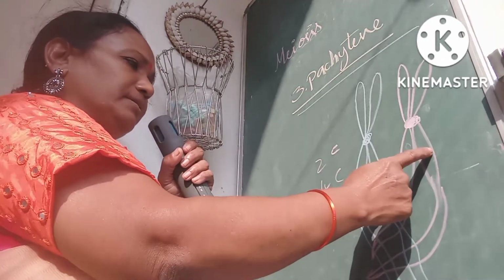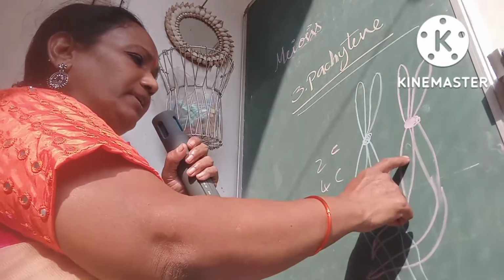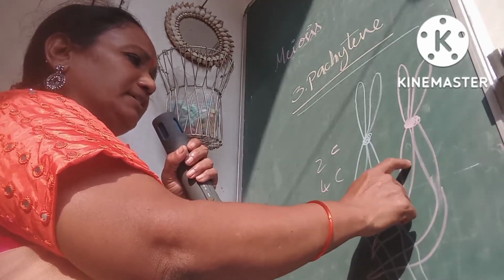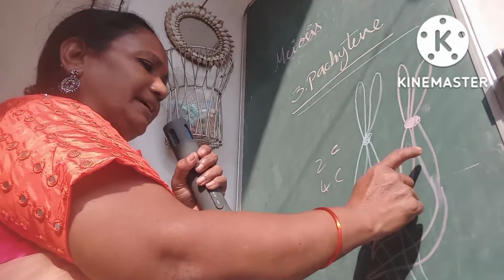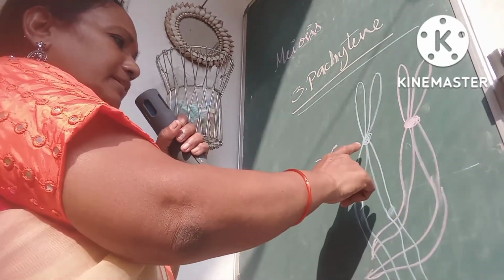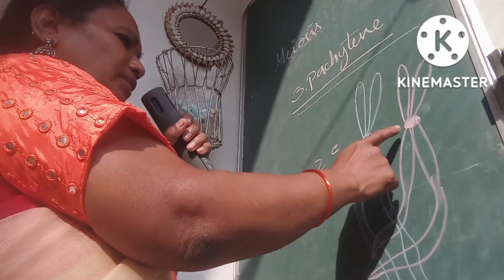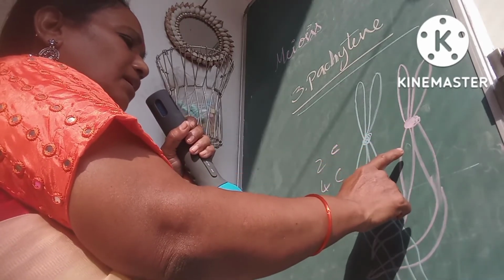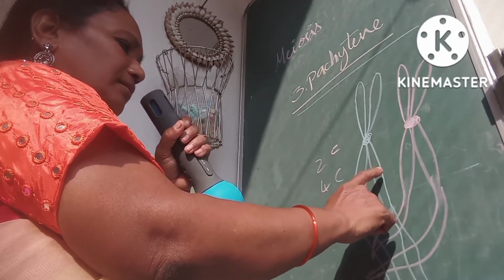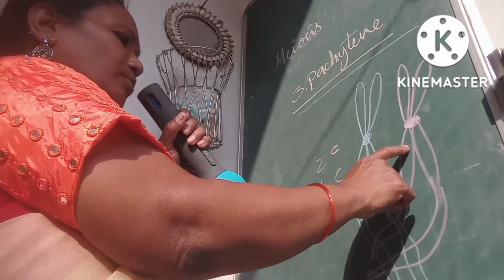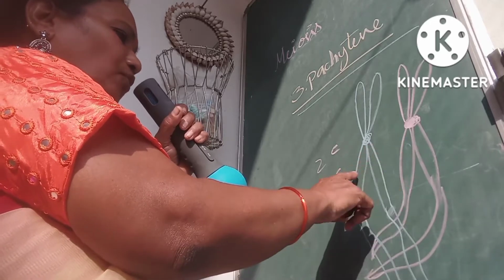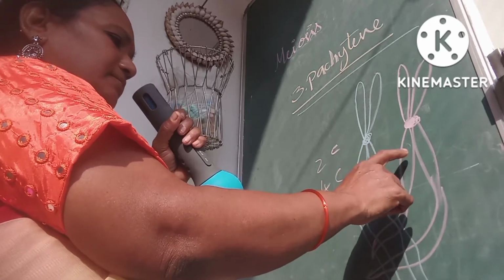two visible chromatids are there. That's why these are called dyads. At this point they are also called quadrivalent or tetrad, four chromatids, because there are four visible chromatids.